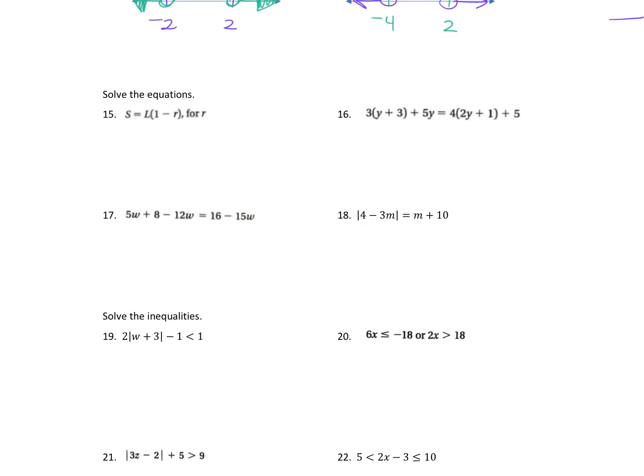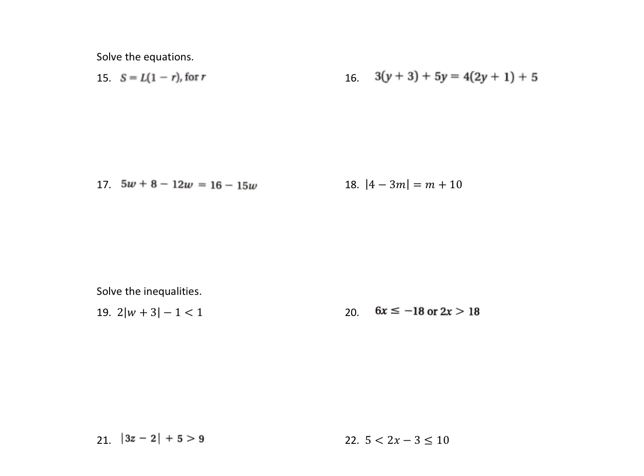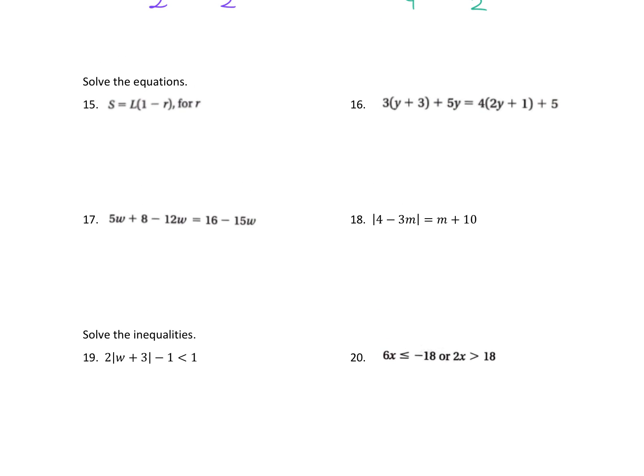Okay. Sorry for the blur factor on these next ones. So it says S equals L, parentheses, 1 minus R, and we're solving for R. What would you do first? Yeah. Divide by L. I would divide by L, yeah. So if we divide by L here, then we got to divide by L here. So we have S over L equals 1 minus R.